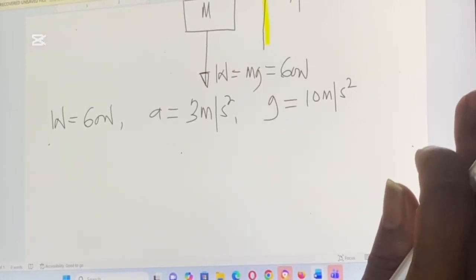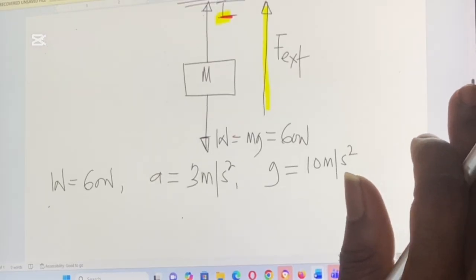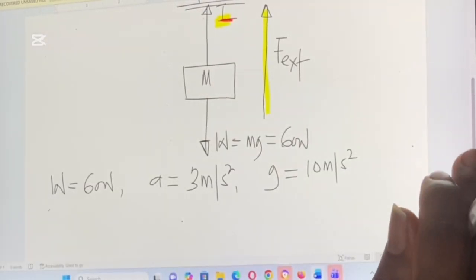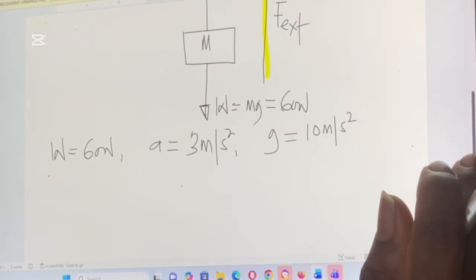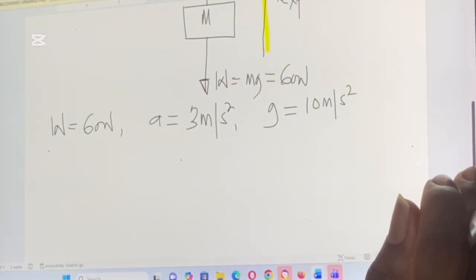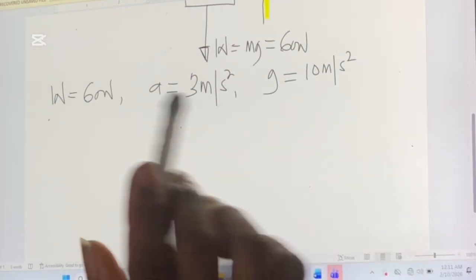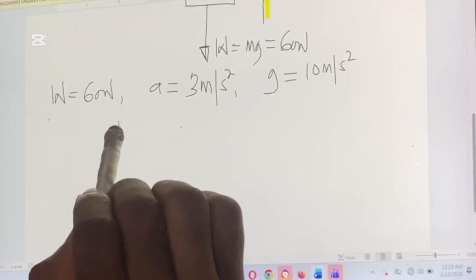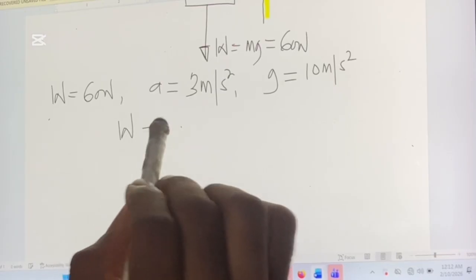Class, if you look into this question here, mass is not given to us, but we can easily find mass here. How do we find mass? From the formula for weight. So let's find mass here, class. From the formula, weight is equal to mg.